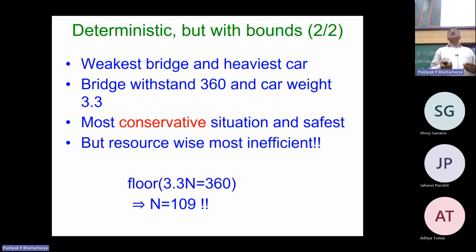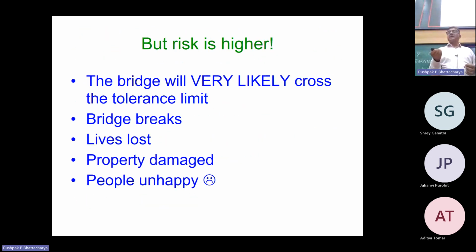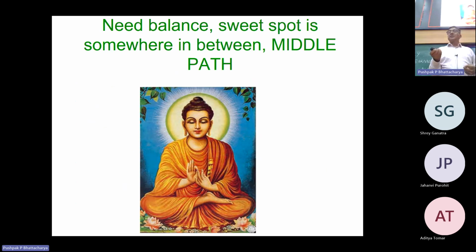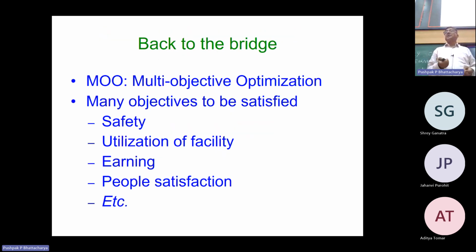But the thing is that all this is not very principled. Okay, principle comes from probability. So what is the methodology? Methodology is that we need a balance. The sweet spot is somewhere in between, the middle path. The answer is probability. So the whole problem is really a multi-objective optimization. Many objectives to be satisfied. Safety first, then utilization of facility, earning for the city authorities, people satisfaction, and so on.